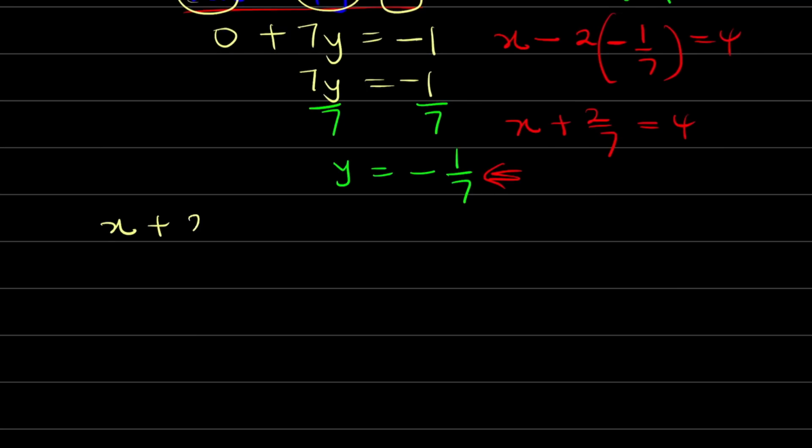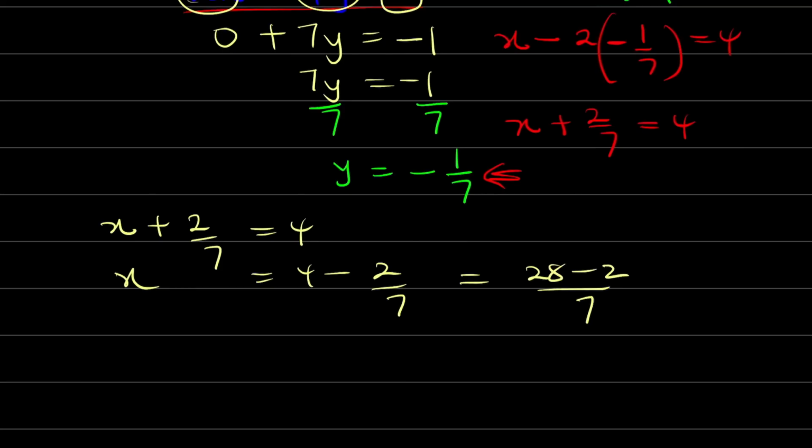Let's take that down here. So we have x plus 2 over 7 is equal to 4. That means x is equal to 4 minus 2 over 7. If I find the LCM here, this is 28 minus 2 over 7, which means that my x is 26 over 7. And 26 over 7 is the same thing as saying 3 whole number, 5 over 7. And that is the end of the fifth question. This is a simultaneous equation, and you can see how we diligently solved it.